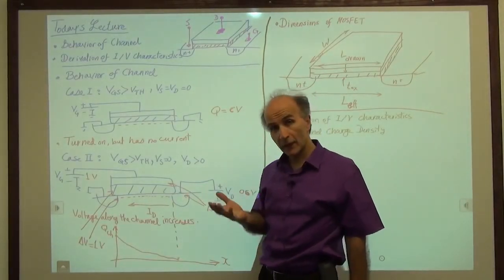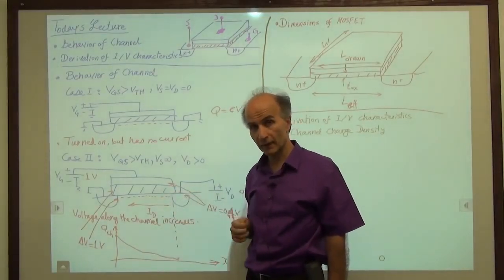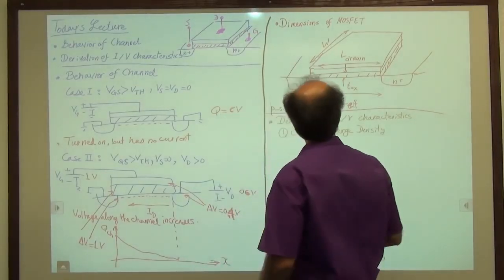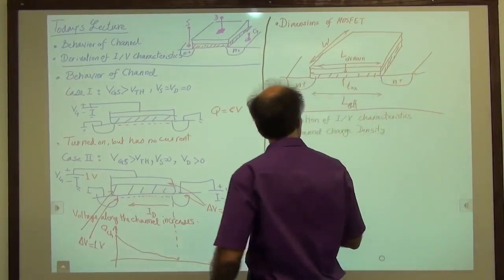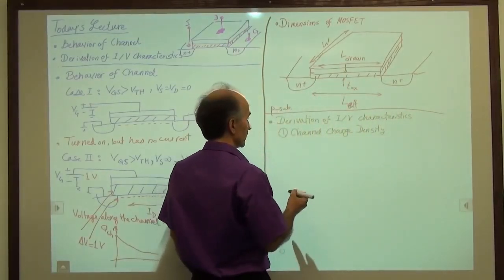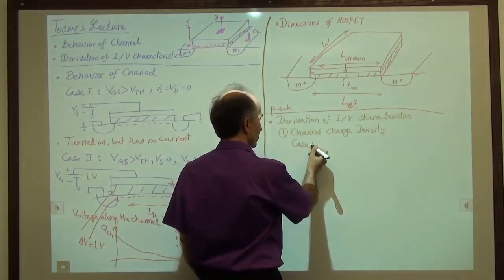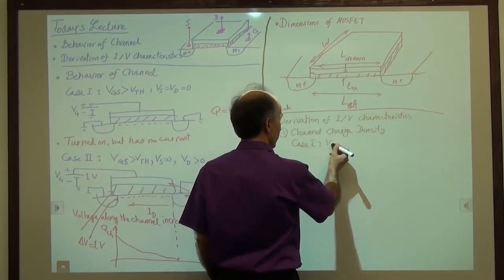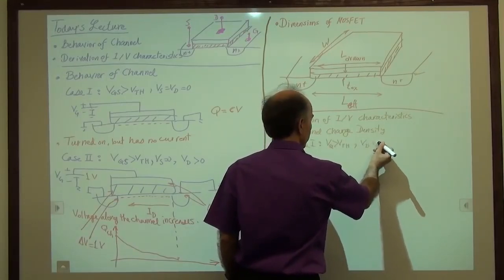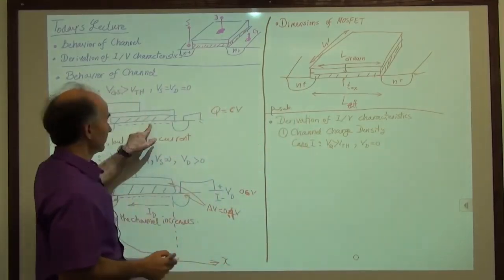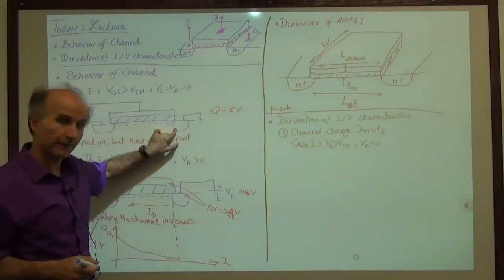Can we write an equation for the charge density inside the device, for the charge inside the capacitor? Well, we start from here, Q equals CV. We know that's true. So what we will try to do is the following. First, case 1: we say VG is greater than VTH and VD equals 0. Remember this case here? Very simple. The charge density is uniform, the same value all over the place.